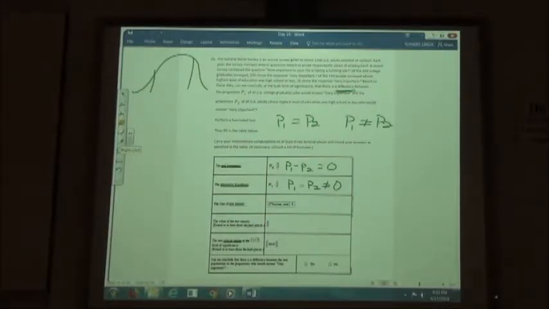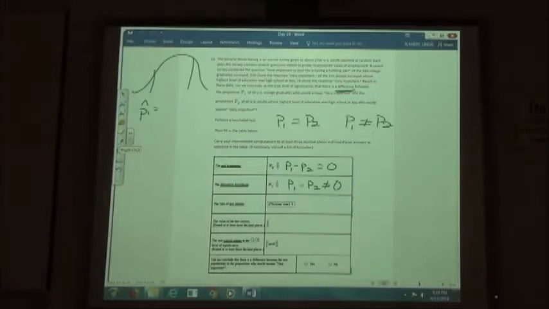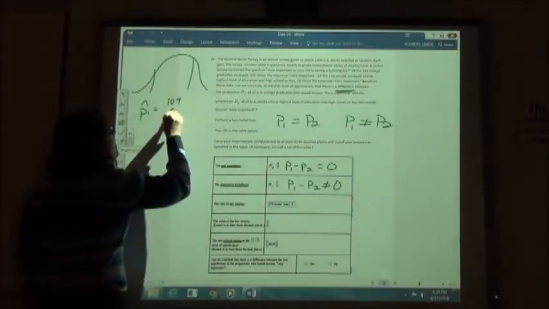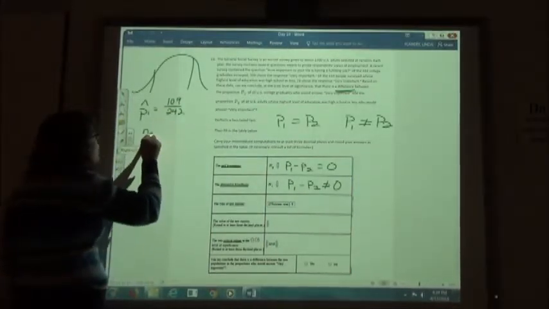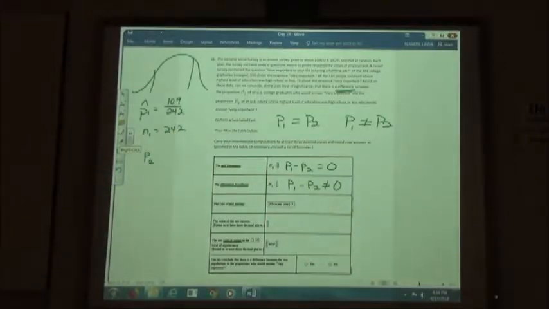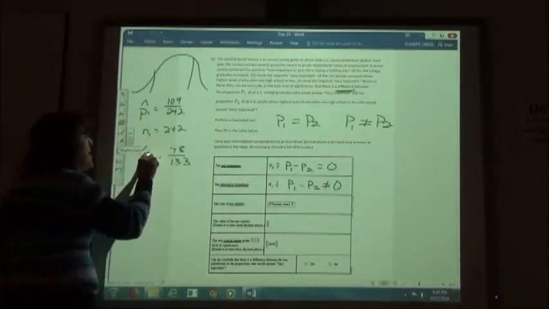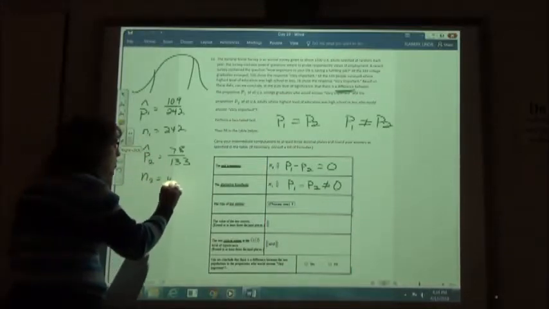So we had to start off with our p-hats. P-hat 1: from those that were college graduates, 109 chose very important out of the 242 that were surveyed. 109 out of 242, which means n1 is 242. For my second group surveyed, those that had high school education, 78 out of 133. So 78 out of 133 was my p-hat 2. n2 is 133.